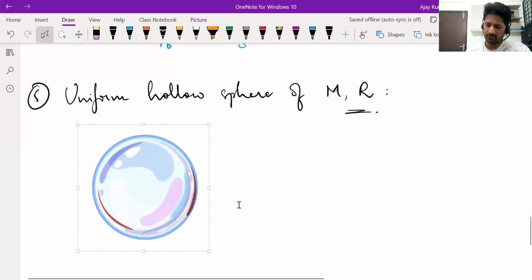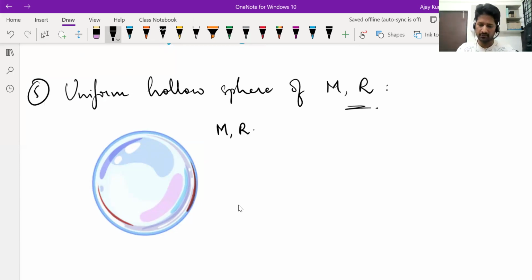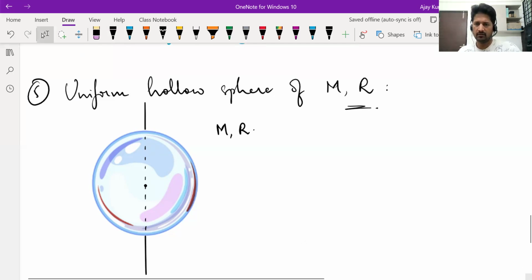And whenever we derive moment of inertia, we have to specify the axis also. Suppose the bubble's mass is m, radius is capital R, and you have to derive its moment of inertia about an axis passing through the center of the bubble, the center of the hollow sphere. Okay. Can any of you tell me the idea? What can be done?